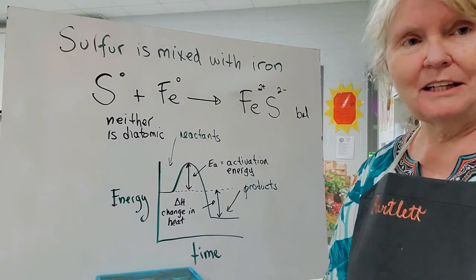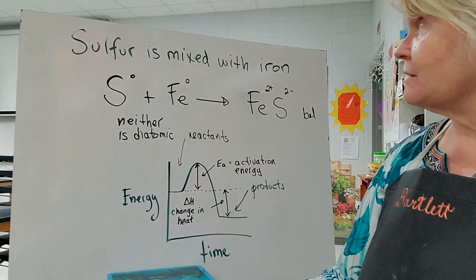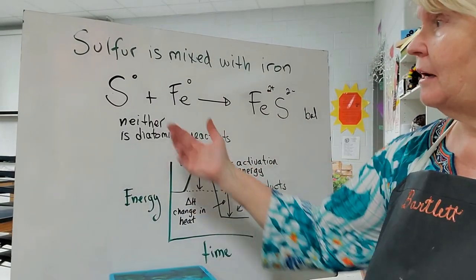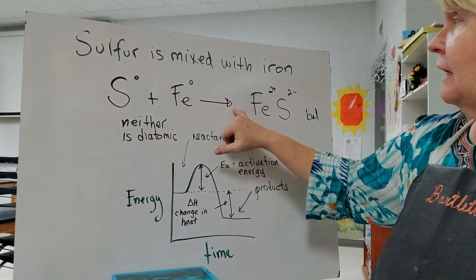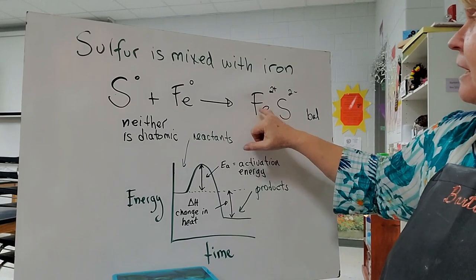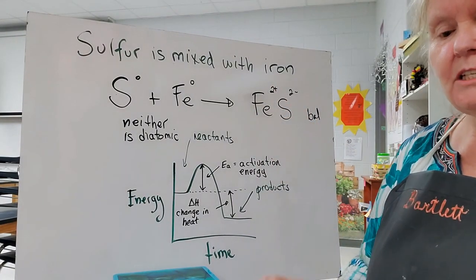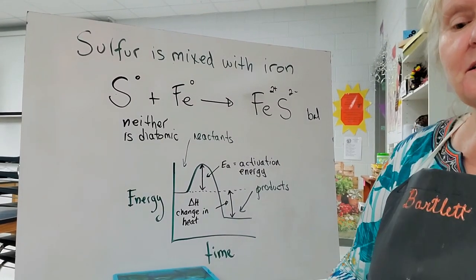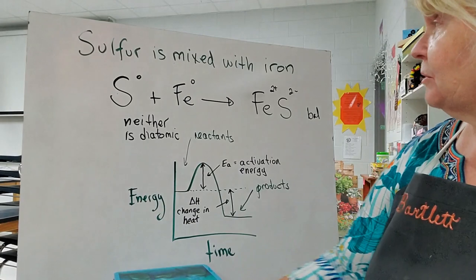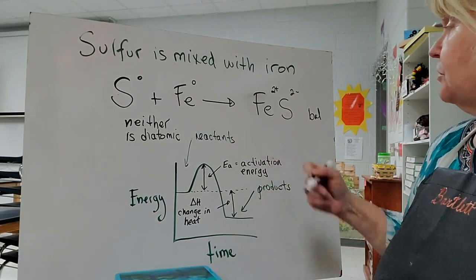Okay, we're going to take a look at our third and final synthesis reaction. I'm going to mix sulfur with iron, and I've got sulfur plus iron. Notice the charges are zero. They're reacting and it's forming iron sulfide. Now, can you tell me the name? It's not just iron sulfide, it's iron and there's a Roman numeral, because iron can either have a plus two or plus three. So we're going to name this iron Roman numeral 2.